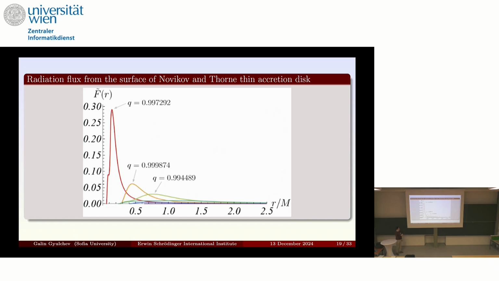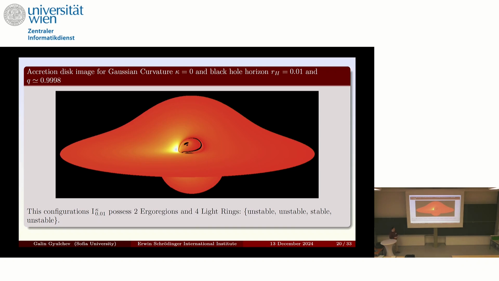And if we compare these fluxes, they look in this way. So for some charges, we have bigger emission. For some of them, emission is very strongly suppressed, and it reveals the behavior of the Kerr emission. And the images finally look in this way.